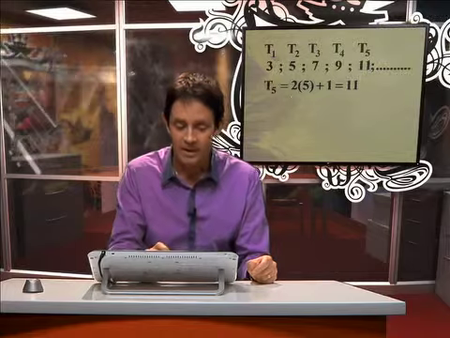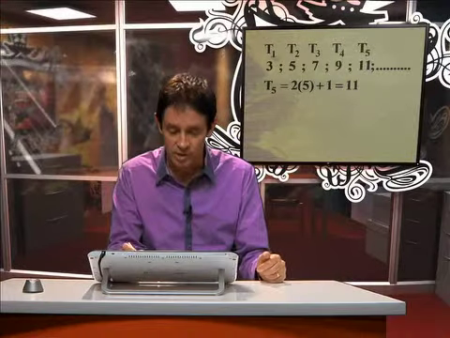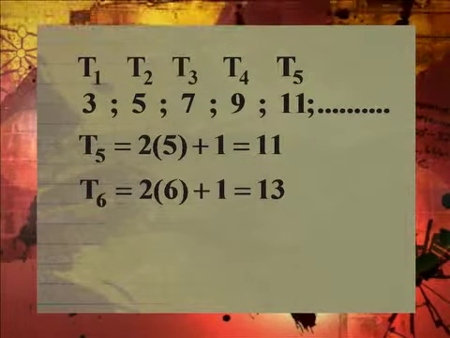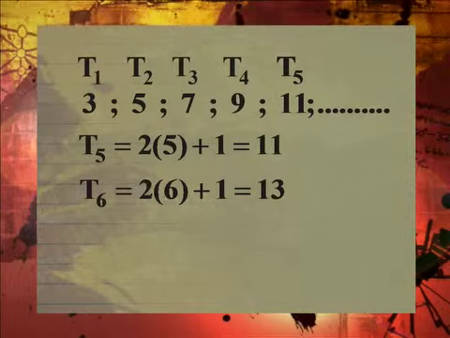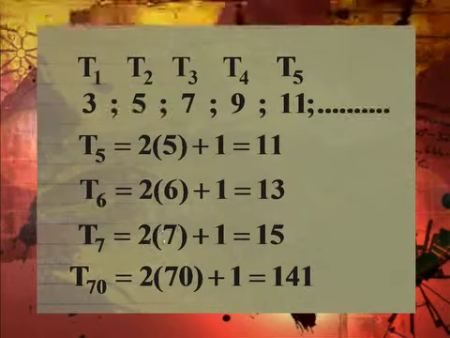Now T5 is 2 times 5 plus 1, which is 11. And what's the next one? 13. So let's see if it works. T6 is 2 times 6 plus 1, which is 13. So the sixth term is 13. And so we can get the 7th and the 70th. T7 is 2 times 7 plus 1, which is 15. Now we can get T70, 2 times 70 plus 1.